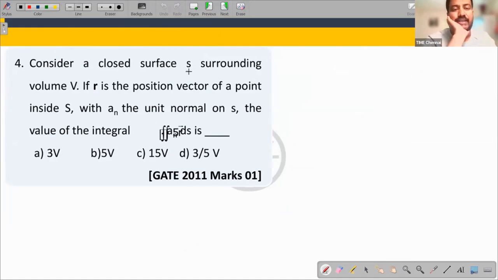Consider a closed surface S surrounding volume V. R is the position vector of the point inside S and N is a unit normal on S. The value of the integral, double integral 5R dot N dS. Solve this.